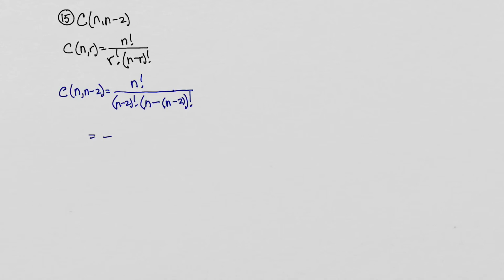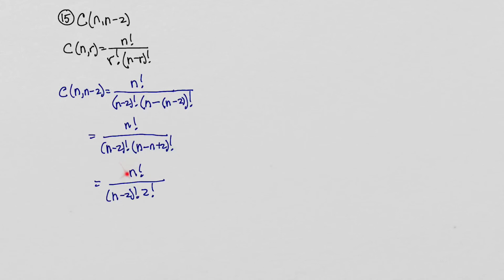So let's start to simplify a little bit. In the top, we're going to have an n factorial, and then down here, we have an n minus 2 factorial. And now for this term right here, let's just distribute that negative sign: n minus n plus 2 factorial. Continuing on, we're going to get n factorial over n minus 2 factorial times, so what happens here? N minus n is 0, that's gone, and we're just going to get a 2 factorial left.